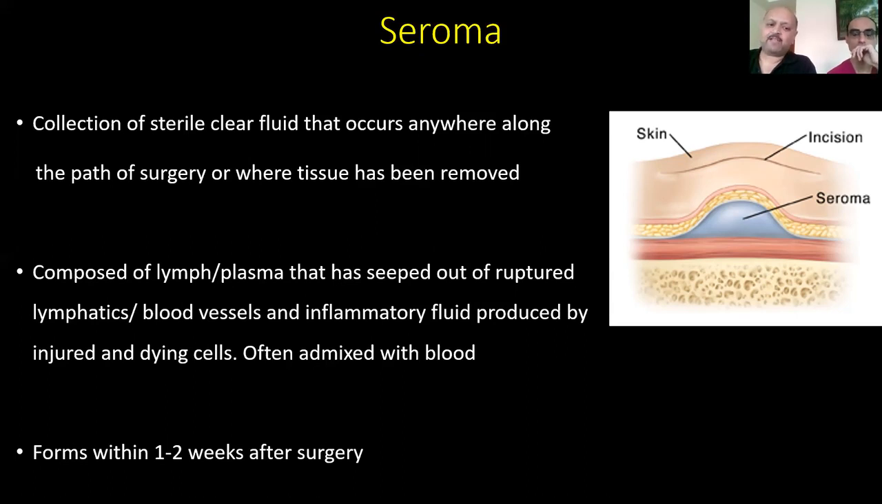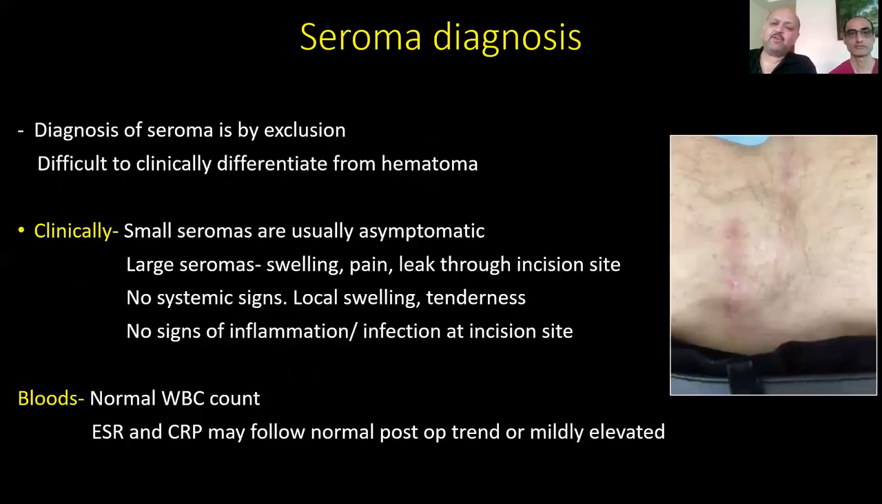This is often admixed with blood. It usually forms 1 or 2 weeks after the surgery. The diagnosis of a seroma is often difficult, and it is usually by excluding other pathologies. Small seromas are usually asymptomatic.